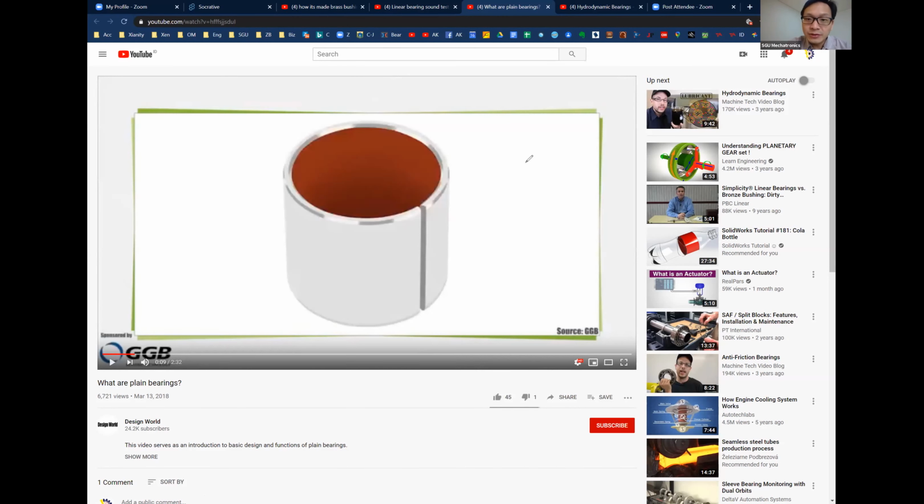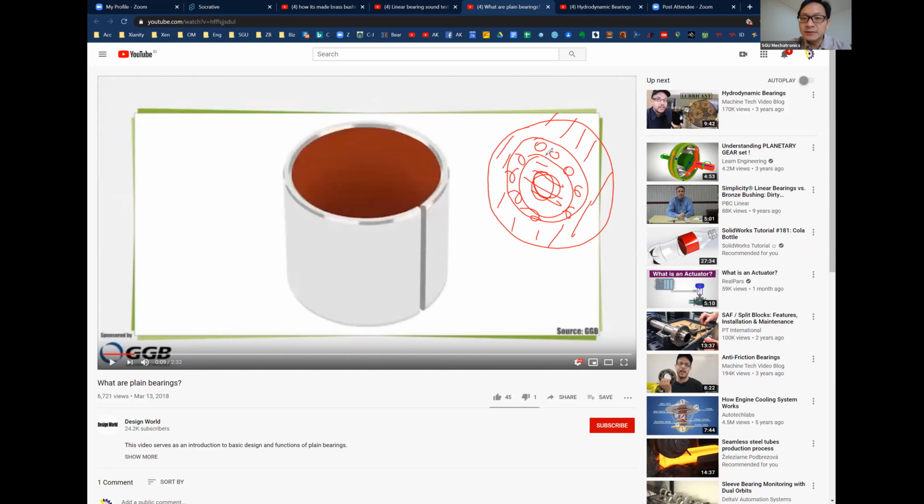Okay, so rolling contact bearings have these balls, right? Or rollers. So you got the outer race. So this is the outer race. And then you have the inner race. Sorry, there is a hole in the middle.